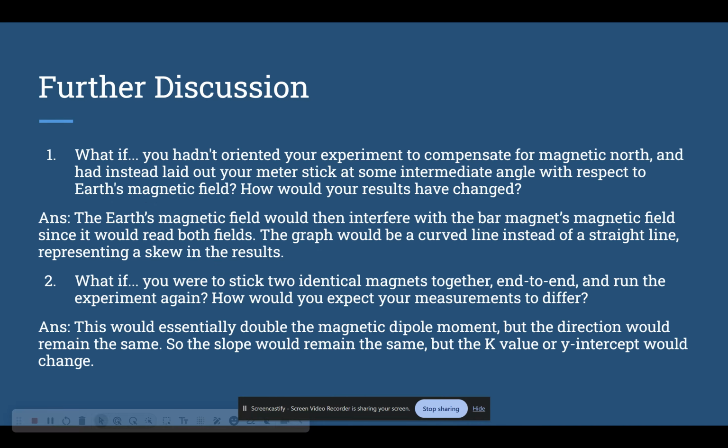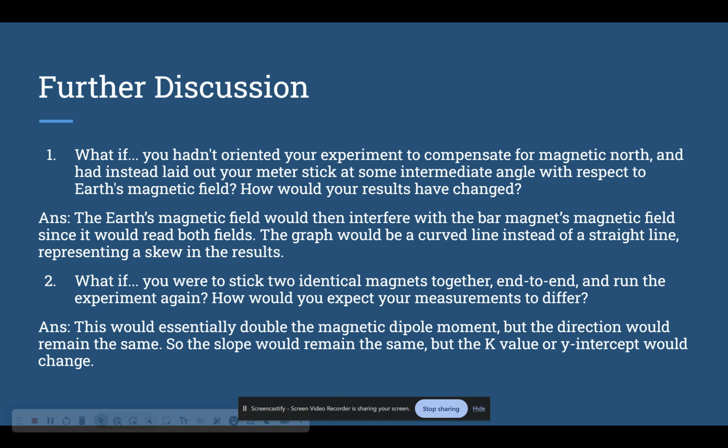Alright, so for the what ifs, what if we hadn't oriented the experiment to compensate for magnetic north, and instead just laid out the meter stick at some intermediate angle with respect to the Earth's magnetic field? How would our results have changed? Well, the Earth's magnetic field would then interfere with the bar magnet's magnetic field, since it would read both, and that would create a curved line.